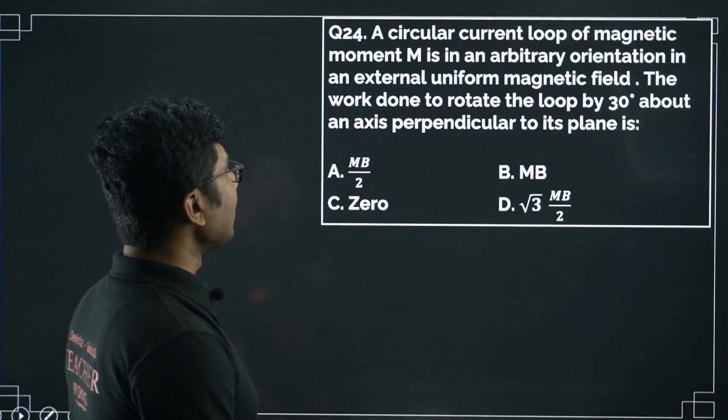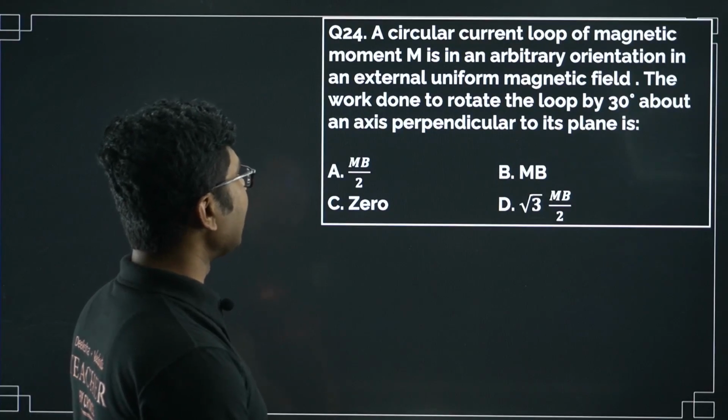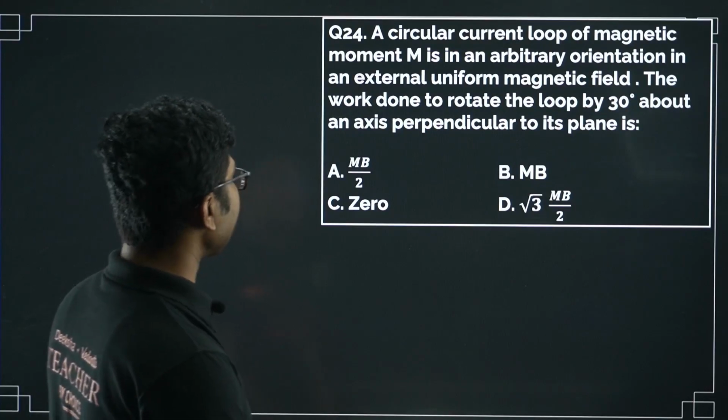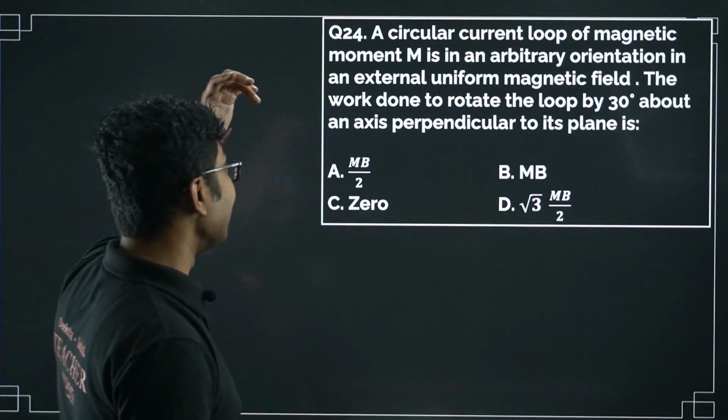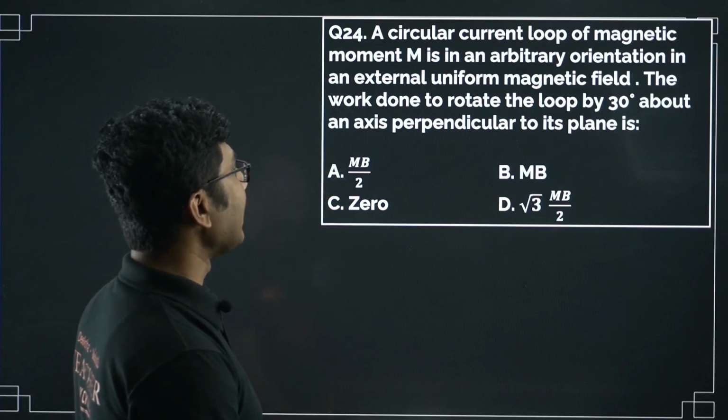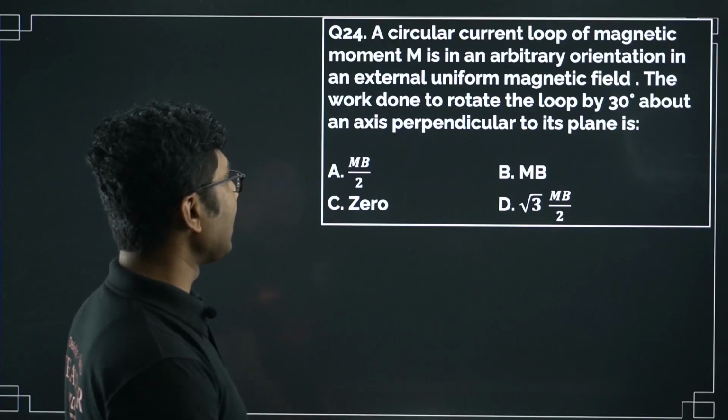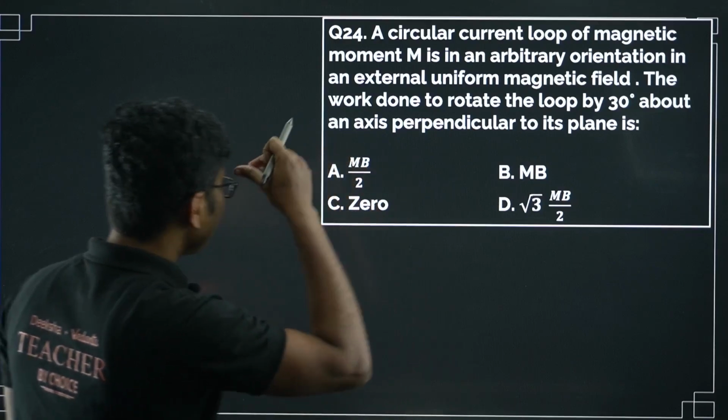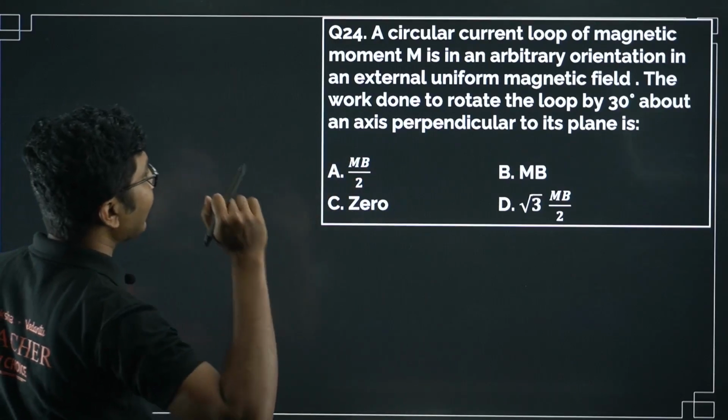A circular current loop of magnetic moment M in an arbitrary orientation is in an external uniform magnetic field. The work done to rotate the loop by 30 degrees about an axis perpendicular to its plane is. So what is the initial case?